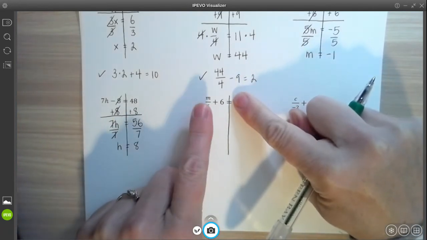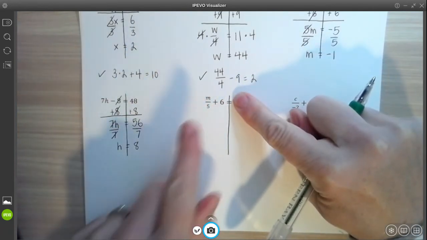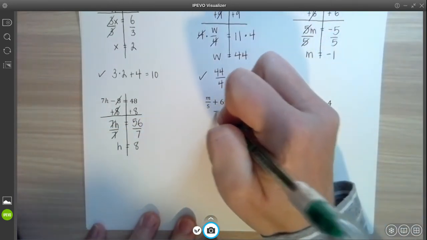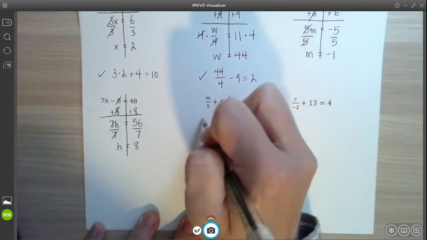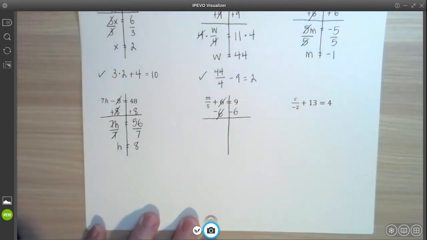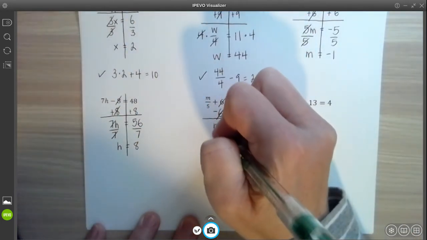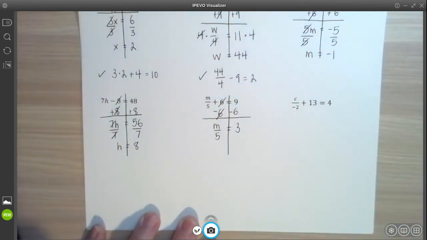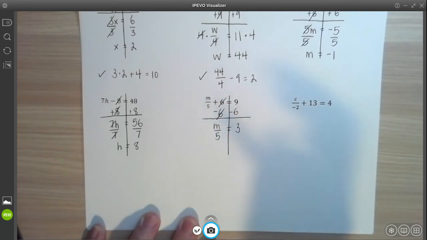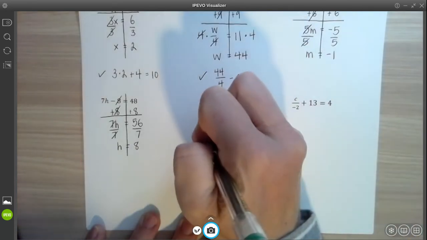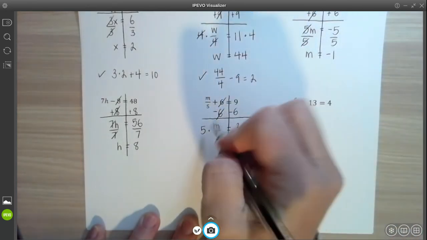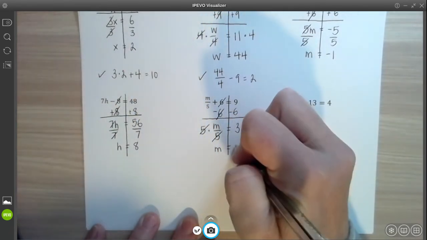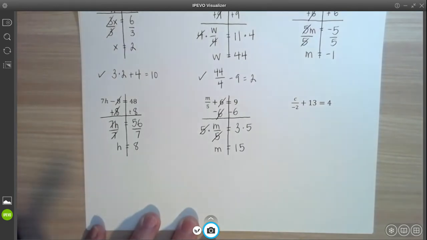Variables on the left, I have division and I have addition. Get rid of the addition or subtraction first. So I'm going to get rid of plus 6 by subtracting 6 on both sides. That means I'm going to bring down that m over 5. And then on the right, 9 minus 6 is 3. To get m by itself, I have to get rid of division by 5. So I'm going to multiply by 5 to undo that division. That means I'll bring down the m, and then 3 times 5 is 15.